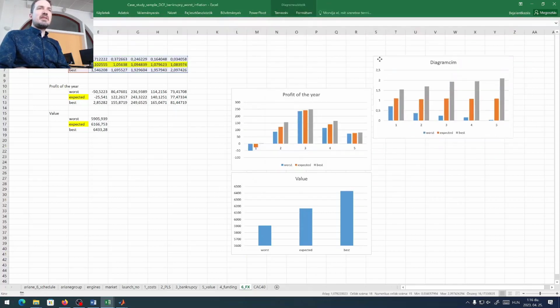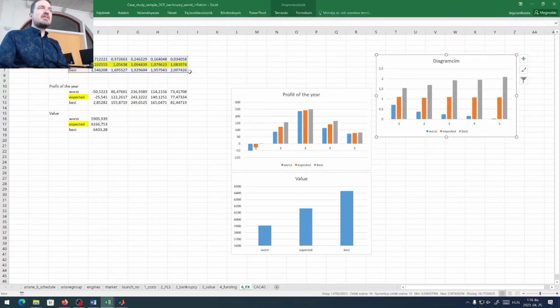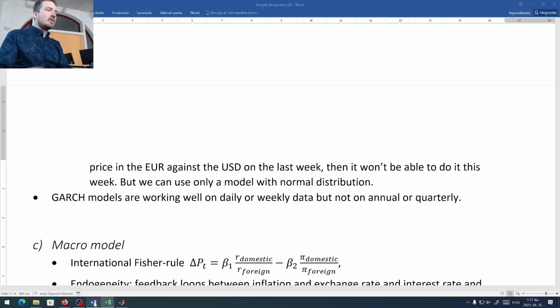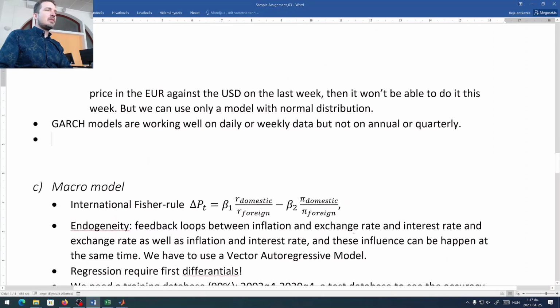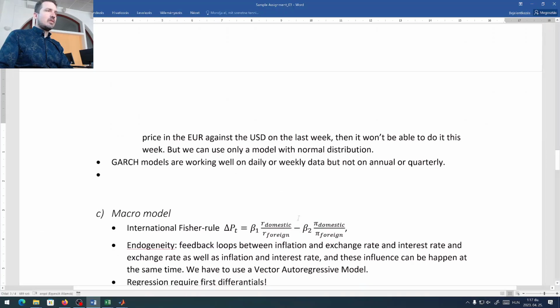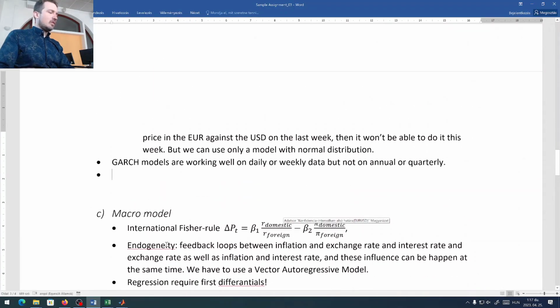I'm not that happy with these forecasted ranges, but okay, it is what it is. So now we can copy them into the report. This is what I need.